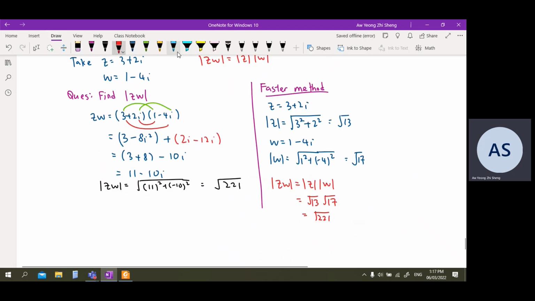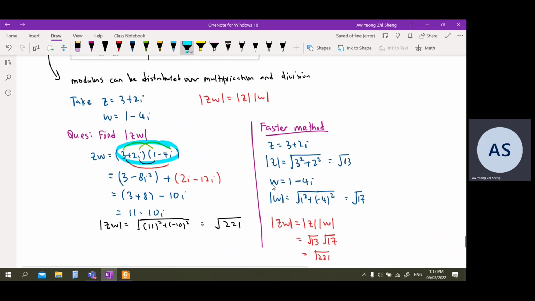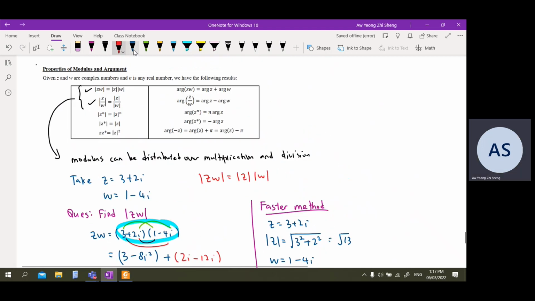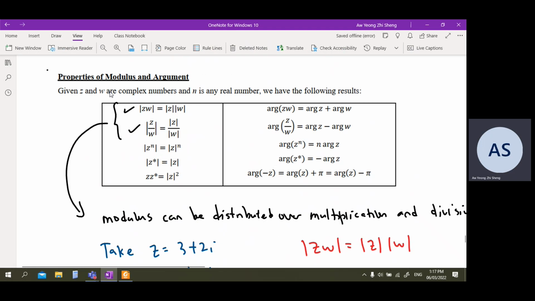So this is an easier way to obtain the answer without really multiplying z and w. The multiplication here is comparatively more tedious, so you can actually avoid multiplying the complex numbers if they only ask for the modulus of zw. You just need to find the individual modulus of z and w, then multiply the two moduli. The same faster technique can be used if you have division, and then you can avoid doing the division of complex numbers.